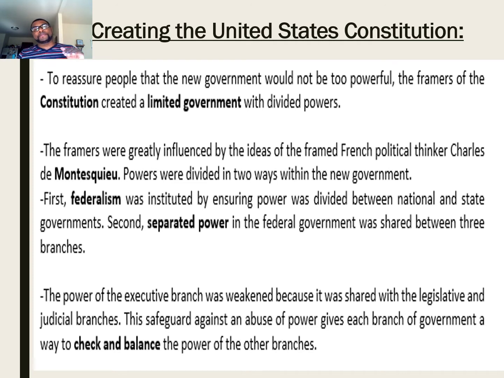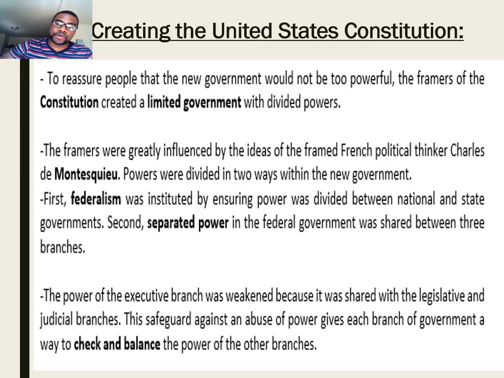To reassure people that the new government would not be too powerful, the framers of the Constitution created a limited government with divided powers. The framers were greatly influenced by the ideas of the famed French political thinker Charles de Montesquieu. Powers were divided in two ways within the new government. First, federalism was instituted, in which powers were divided between national and state governments.